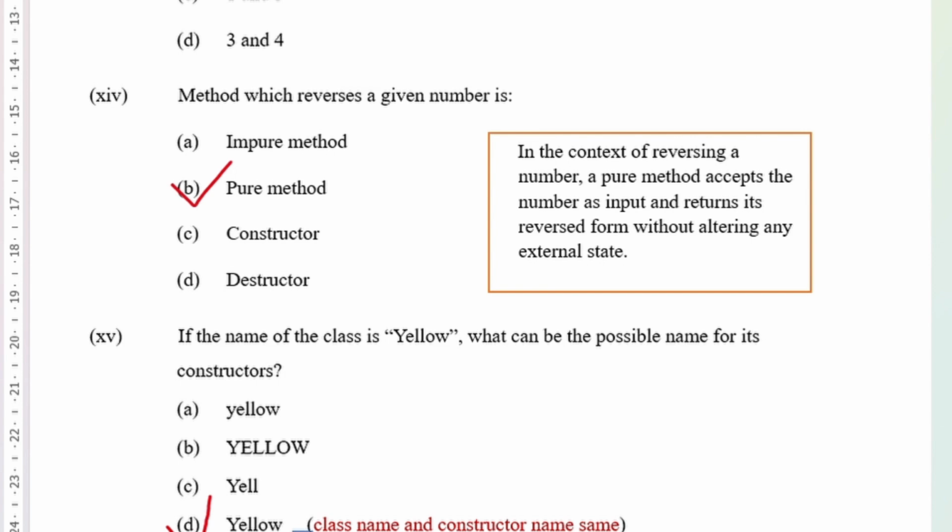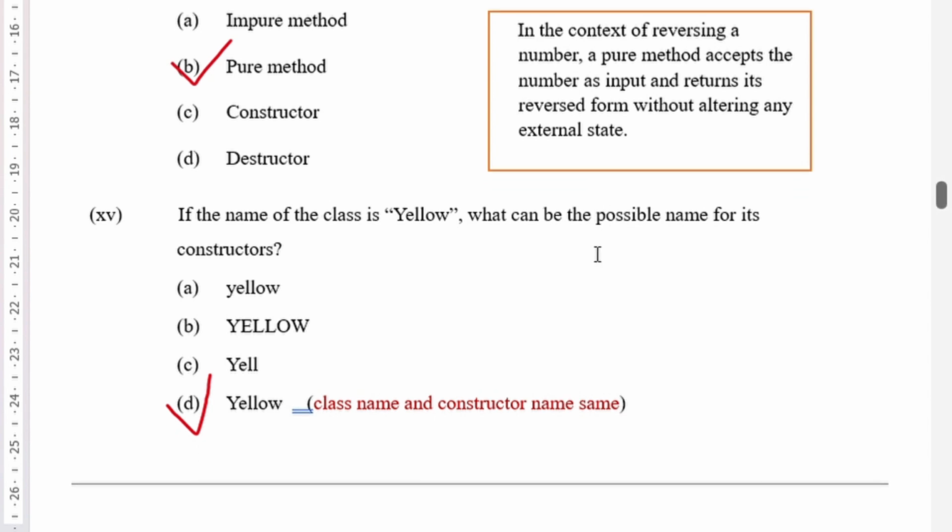A pure method in Java is a method that returns a value based only on its input arguments. It does not modify any external variables or system state. It does not change any class fields or input values. In reversing a number, a pure method accepts the number as input and returns its reverse form without altering any external state. It does not change the original. So this is your pure method.